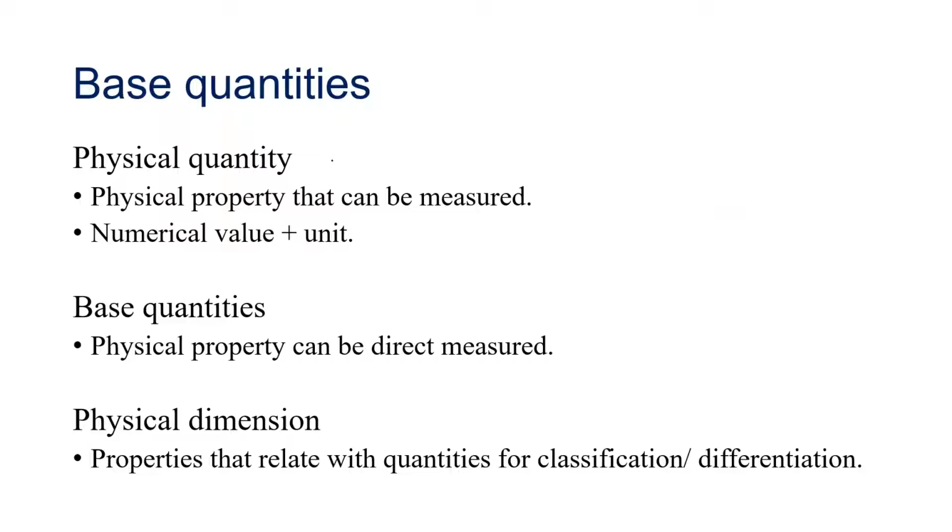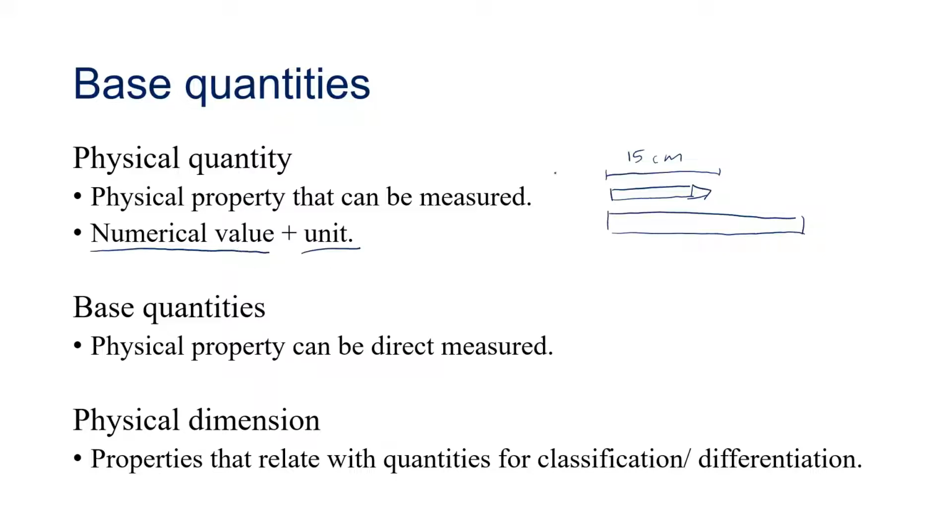Now let's talk about physical quantities. A physical quantity is something that can be measured. For example, we have a pen here, and I can use a ruler to measure this pen. Let's say I get 50 cm. So you can see this is represented by a numerical value and a unit. The numerical value is 50 here and the unit is cm.